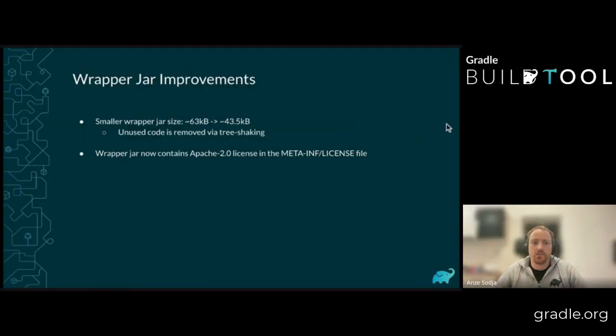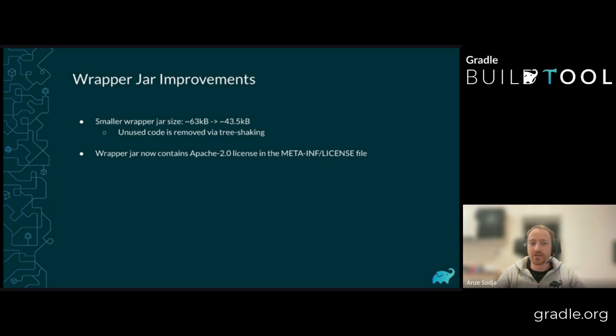So the wrapper jar got a bit thinner. Its size went from around 63 kilobytes to around 43 kilobytes. Basically, we now remove any unused code via a tree shaking process. So that's kind of cool. And the wrapper jar now also contains a license.